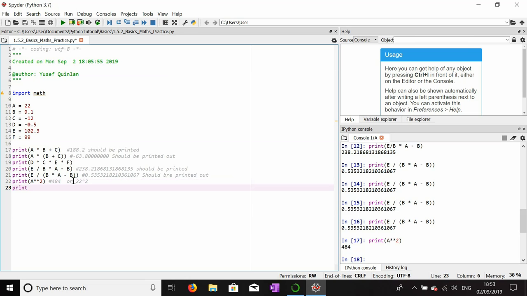Okay, we'll do it again just to show a to the power of 3. Not sure what that's going to be equal to, but yeah, makes sense. 10,648, or 22 to the power of 3. So that's the exponential, just messing around there with the exponential, and we'll do the remainder.